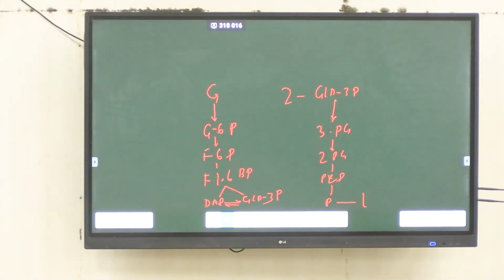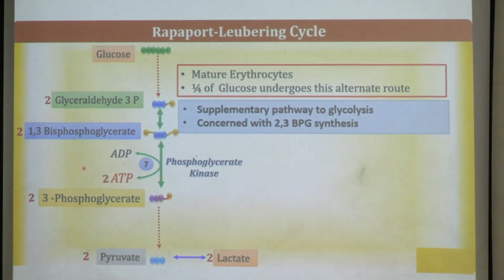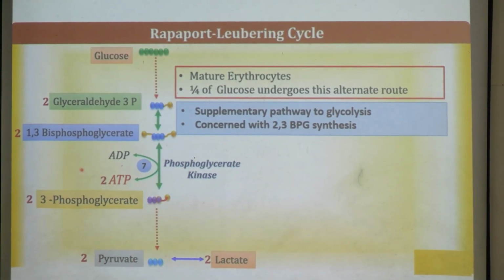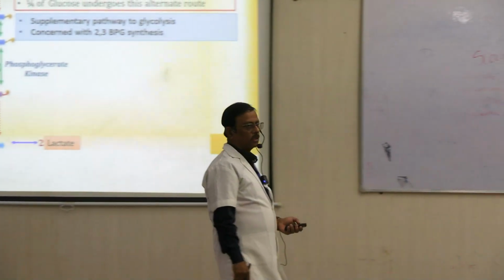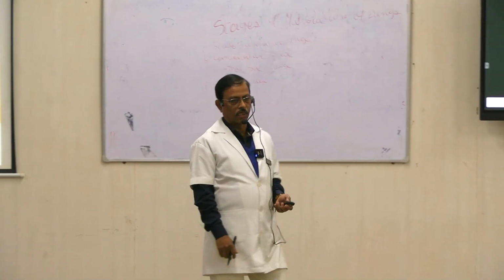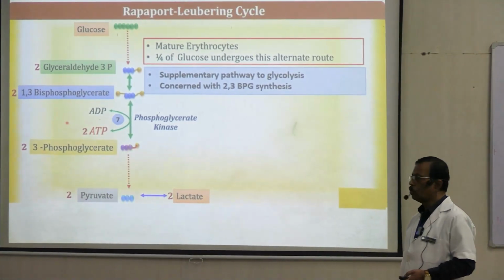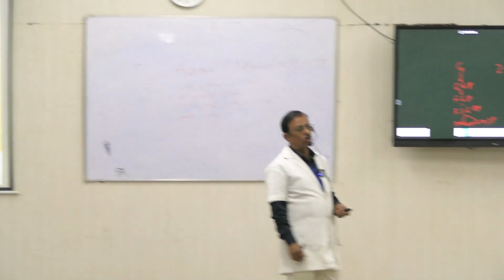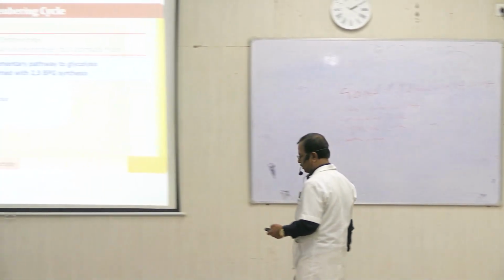Now, the Rapoport-Luebering cycle is nothing but a shunt pathway of glycolysis. Okay? It occurs in mature erythrocytes. About 1/4 of the total glucose metabolized in the RBC is utilized in this pathway. It is concerned with the formation of 2,3-BPG, bisphosphoglycerate. You already know what 2,3-BPG is. What is the role of 2,3-BPG in hemoglobin oxygen dissociation?